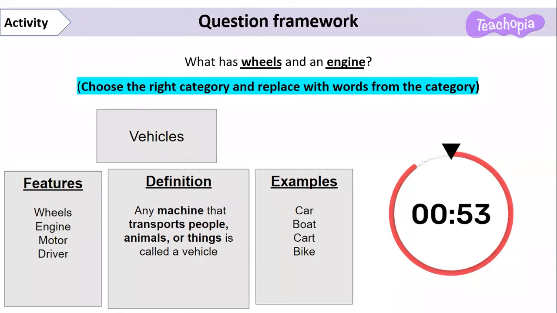Here we have another question framework. What has wheels and an engine? Here, wheels and an engine belong to a particular category in the vocabulary set. Can you identify the category and replace wheels and engine with words from the category in this question framework? So I want you to try to come up with another question by replacing the words wheel and engine in this framework with another word from the same category.